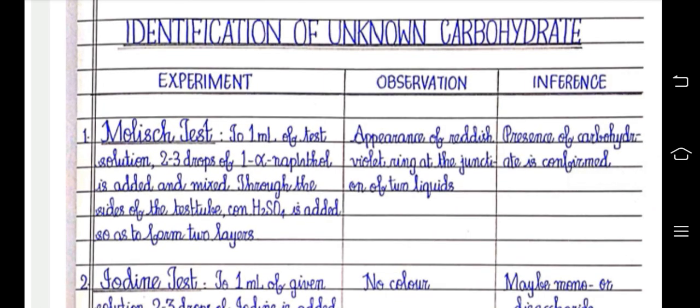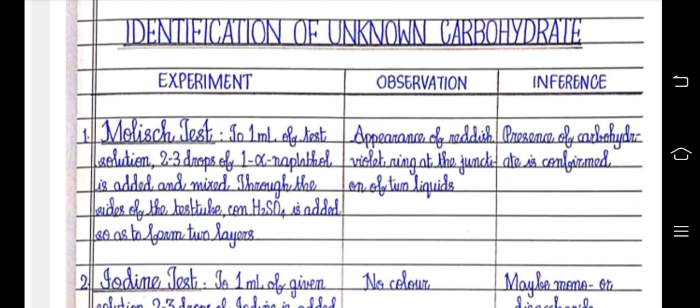First, we are going to perform the Molisch test. To 1 ml of test solution, 2 to 3 drops of 1-alpha naphthol is added and mixed. Along the sides of the test tube, concentrated H2SO4 is added so as to form 2 layers. Appearance of a reddish violet ring at the junction of the 2 liquids indicates presence of carbohydrate.